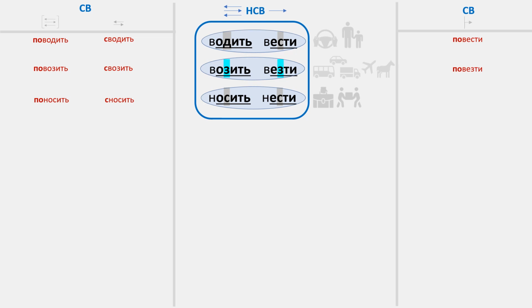Повезти is the perfective, the S verb form of везти. He embarked from home with his child heading towards school. He's driving his child to school now. They just left home and now are in the car on their way to school. Он повез ребенка в школу.